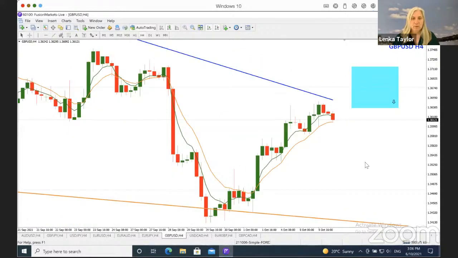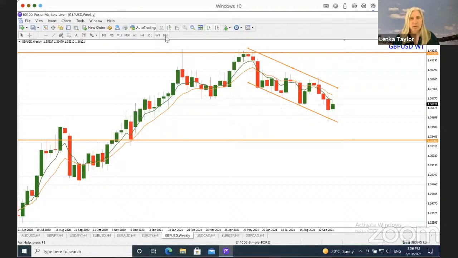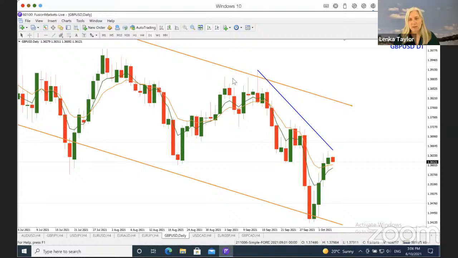Next currency pair I'm looking for is GBPUSD. And GBPUSD, I'm looking for short. So we are on the weekly, coming off the top of that horizontal. So I'm still looking for short on this currency pair. At the moment, we're towards the top of that descent on the daily.